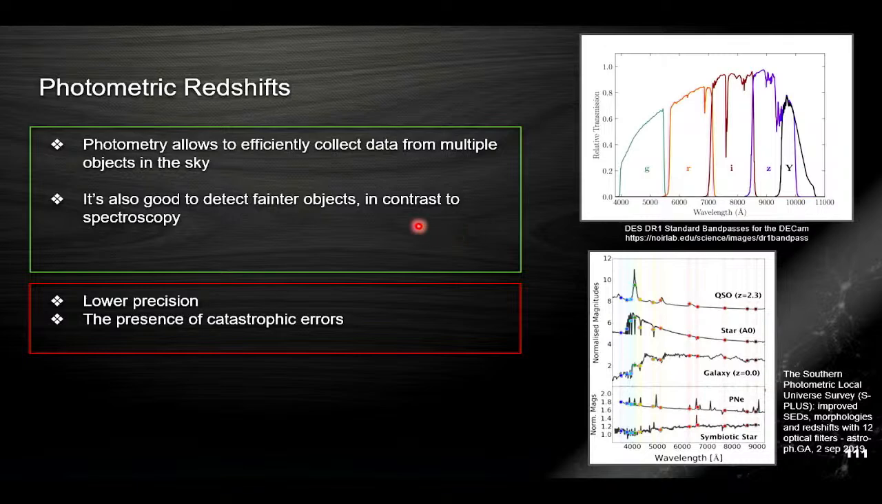So many times we only have the photometry, so the brightness of the objects. And we can use a model with this, the brightness of the object. Let's say in this example here, we have 1, 2, 3, 4, 5 bands.